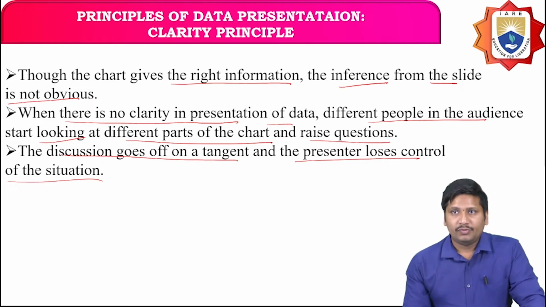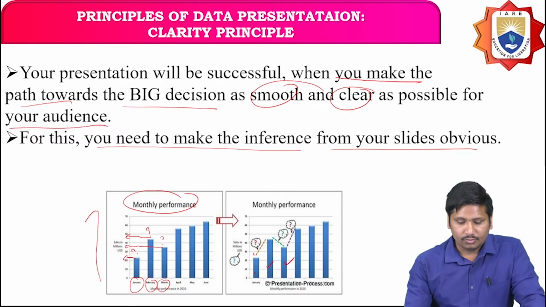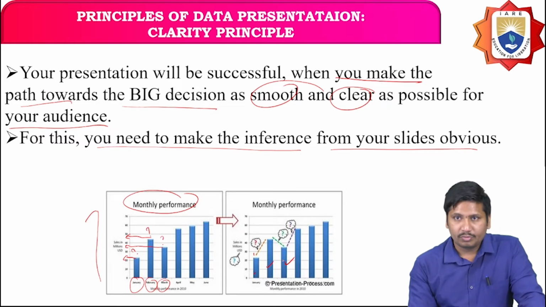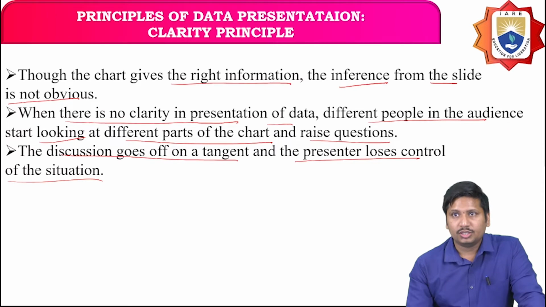So if the clarity of the presentation is not good, what will happen? By seeing this graph, what is the value of January? What is the value of February? The audience may definitely get some doubts, and then they may ask questions. Sometimes the discussion is not that good, and the presenter also loses control. These are the problems that may arise when clarity is not present in the presentation of the data.